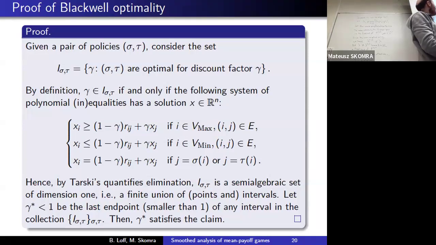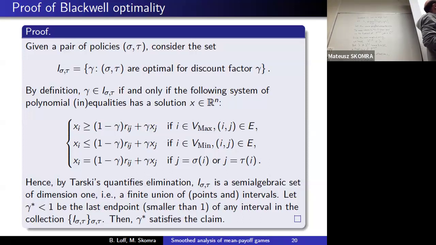Good. So this is a one-dimensional semi-algebraic set. But what are one-dimensional semi-algebraic sets? These are precisely the unions of points and intervals. Do we agree? Okay. So for every pair sigma, tau, this is a union of points and intervals. The set of discount factors such that sigma and tau are optimal for this discount factor is a union of points and intervals.